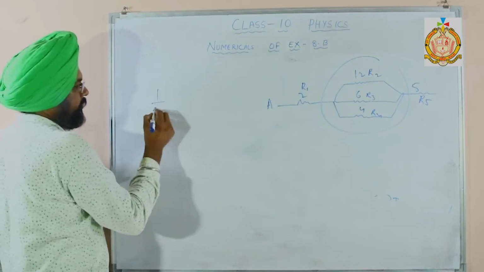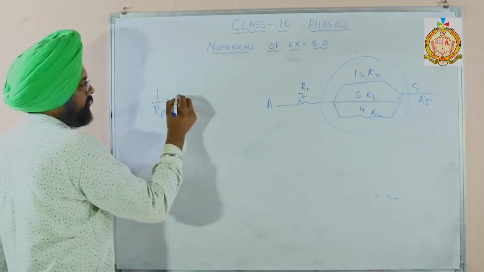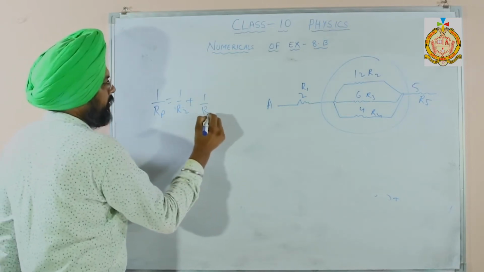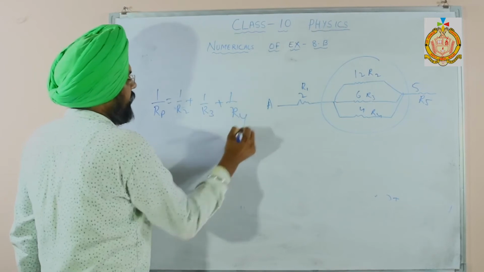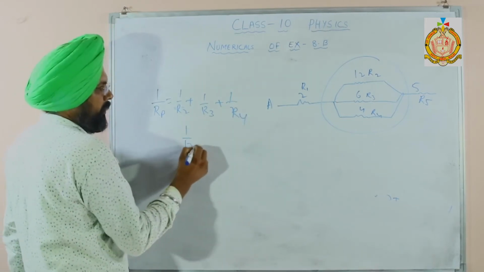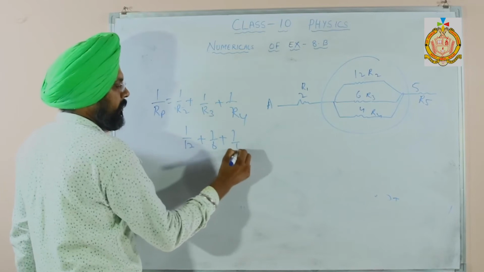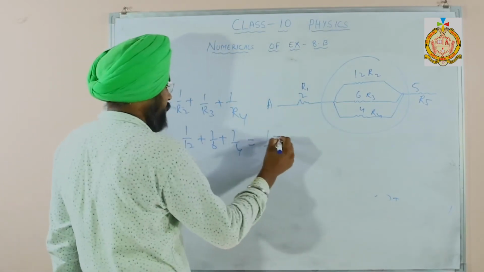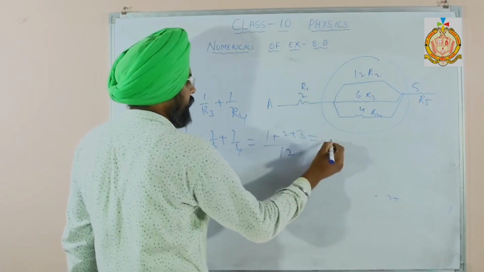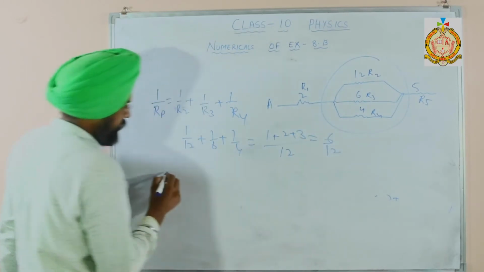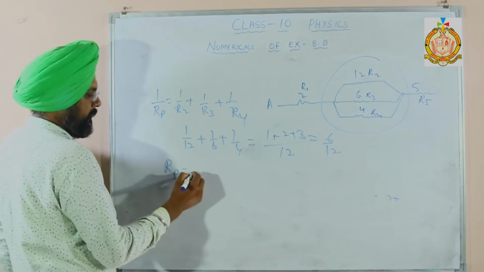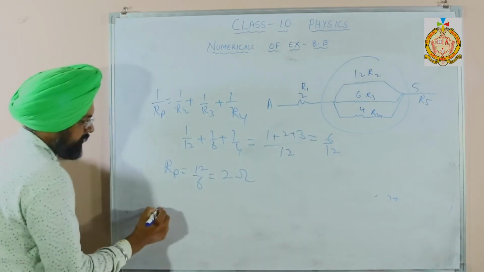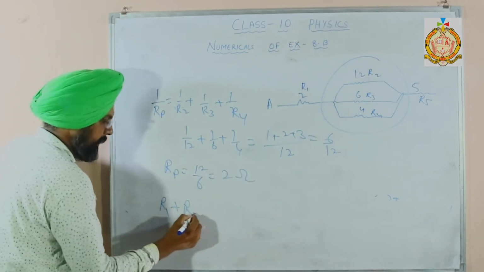Firstly we are going to find R parallel. 1 upon R parallel is 1 upon 12 plus 1 upon R2 plus 1 upon R3 plus 1 upon R4. So 1 upon 12 plus 1 upon 6 plus 1 upon 4. 12 will be the LCM. Now 1 plus 2 plus 3 becomes 6 upon 12. So R parallel is equal to 12 upon 6, it becomes 2 ohm.